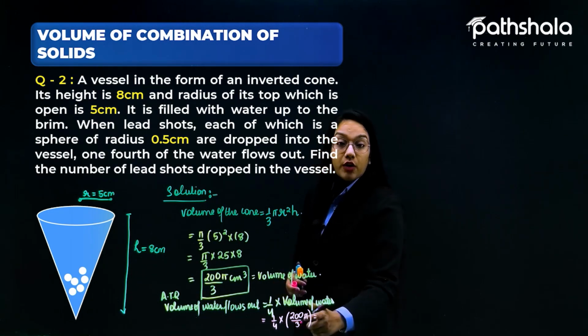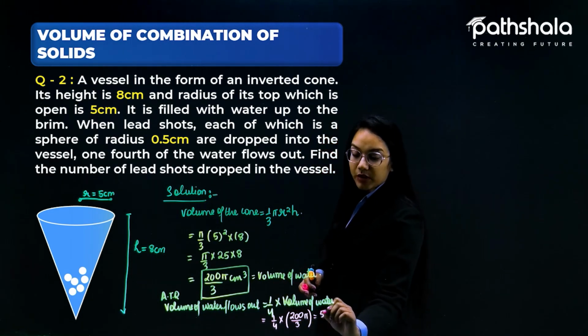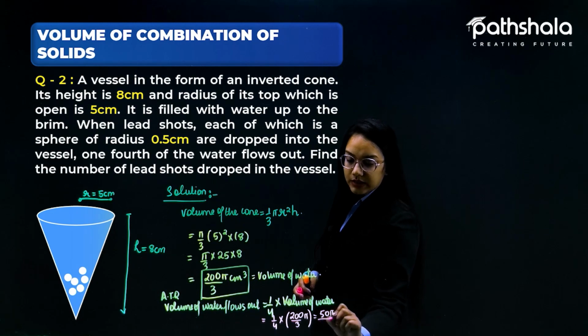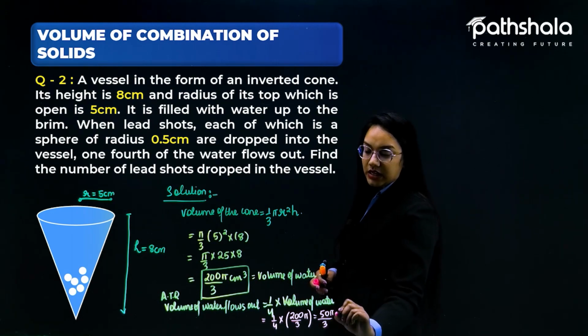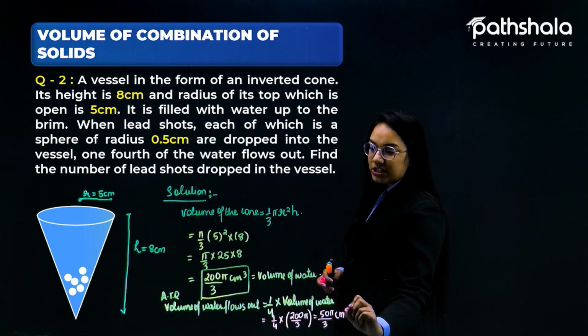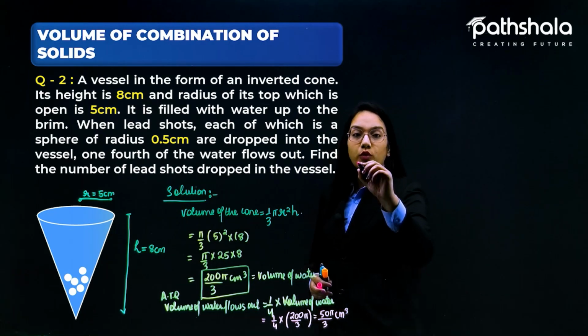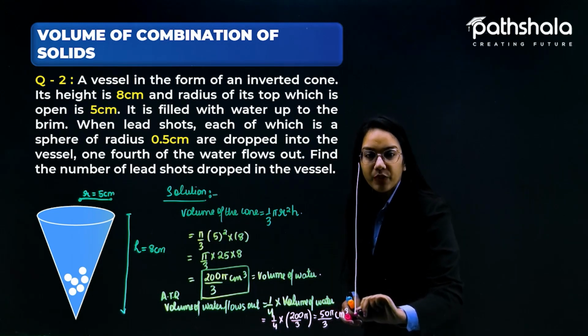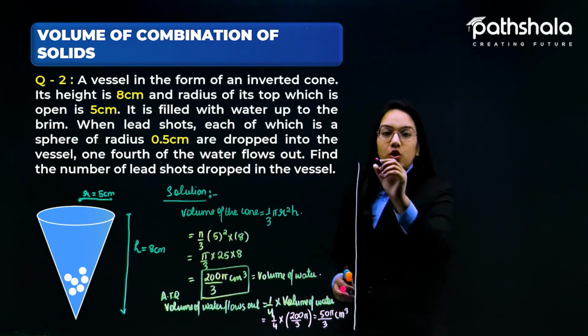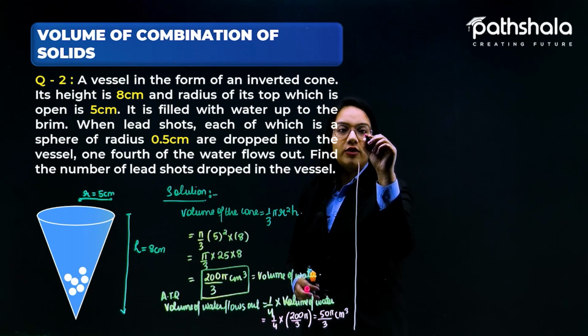Now let's just sort it out. This value would be nothing but 50 pi/3. You can see this is 50 pi/3 centimeter cube. This is nothing but the volume of the water that actually flows out. Now let's talk further about the volume of the lead shot. Let us start with the volume of the lead shot.